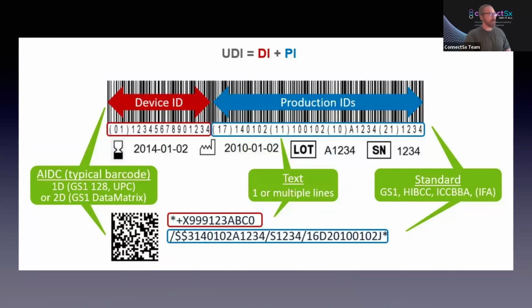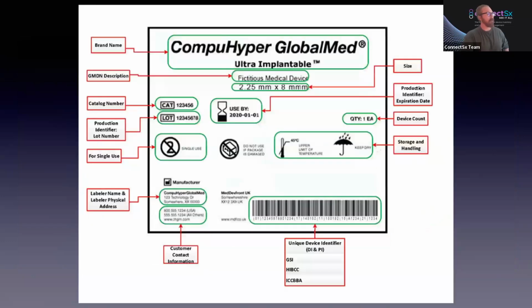So moving on. Here's another example of what a label might actually look like. This is a totally made up company. This was also scraped off the internet, but you can see you have all of the regular information, the warnings, how to handle and use this product, and then the catalog number, lot number, expiration date will all be here in their normal formats. But then we also have the UDI down at the bottom in human readable and AIDC formats.